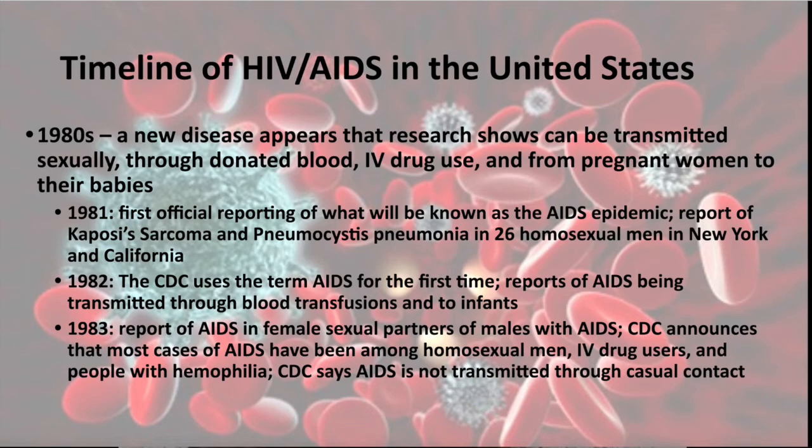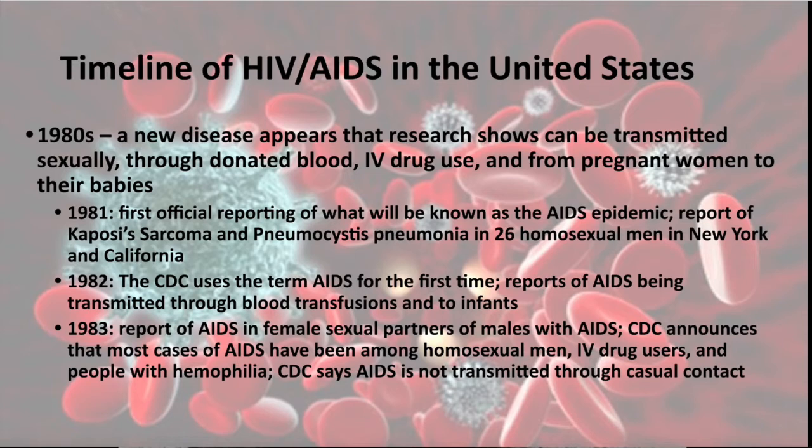In 1982, the CDC uses the term AIDS for the very first time. Reports of AIDS being transmitted through blood transfusions and to infants happened in 1982 as well. So before AIDS was known, people were donating blood, and if you received a blood transfusion, it was possible that you could have gotten HIV through it. Since this time, they've done things to be able to test for HIV, so there is not a concern for that anymore in the United States.